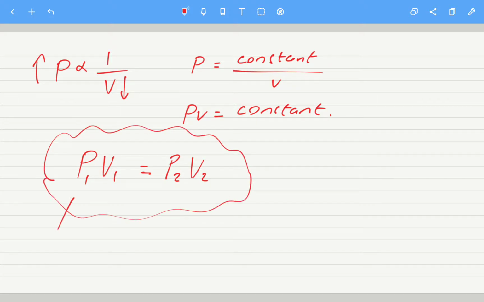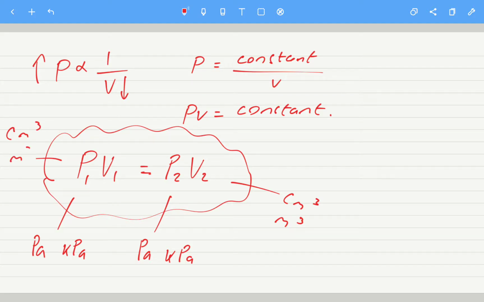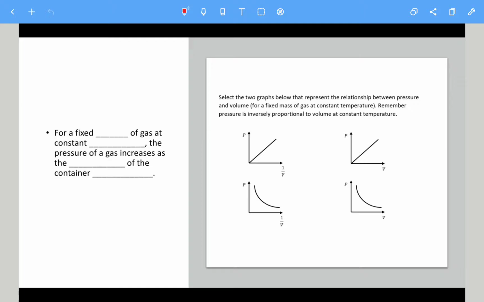Okay, so pressure is normally measured in pascals. It could be in kilopascals, as long as pressure 1 and pressure 2 are the same. You can't mix the units. So if one's in kilopascals and one's in pascals, you'll have to convert one. Same with the volume. It could be in centimeters cubed. It could be in meters cubed. Okay, as long as they're the same. So we'll do some example questions. I've got a word fill exercise and a selection of graphs to show you a couple of graphs that can be asked about, and then we'll do some calculations using this equation. Okay, if you want to pause and have a go at this.